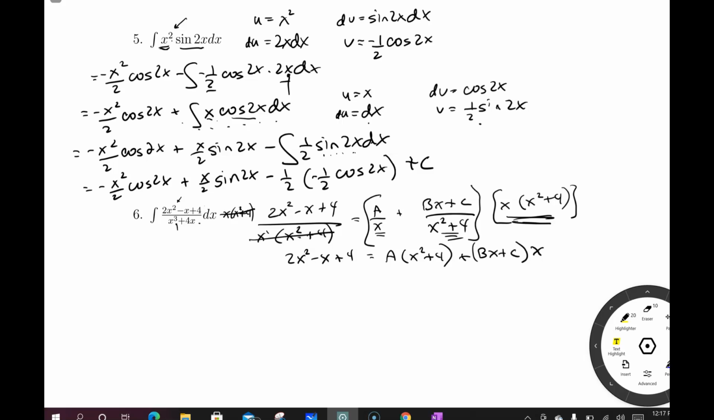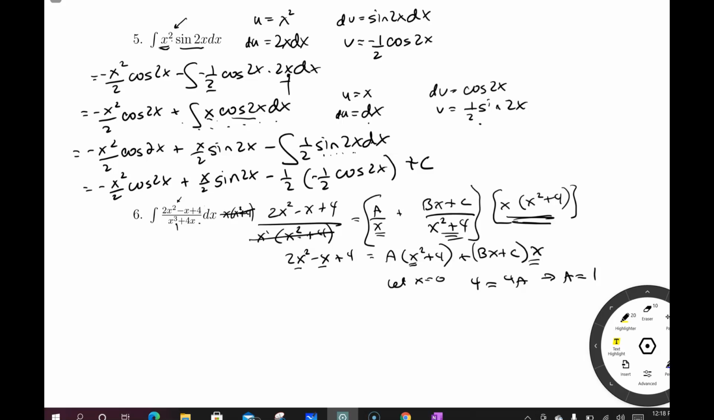Okay, so we always want to choose wise numbers if there is any, and there is. Let's let x equal 0. So if I let x equal 0, that's 0 and that's 0, so I get 4 on the left-hand side. If I let x equal 0, I get 4A, so here I get A equal 1. That's nice. Okay, so there's no other wise numbers to choose.